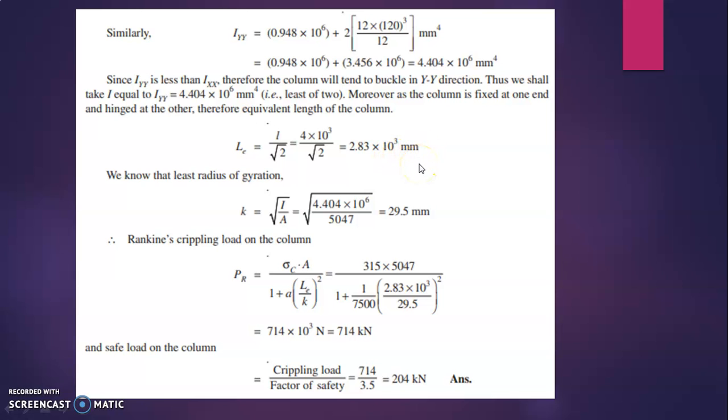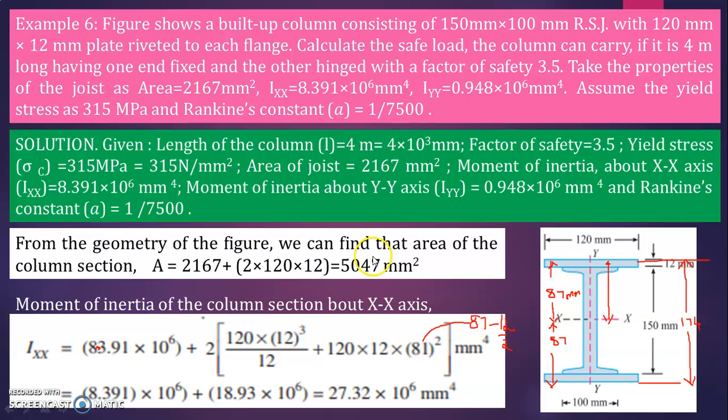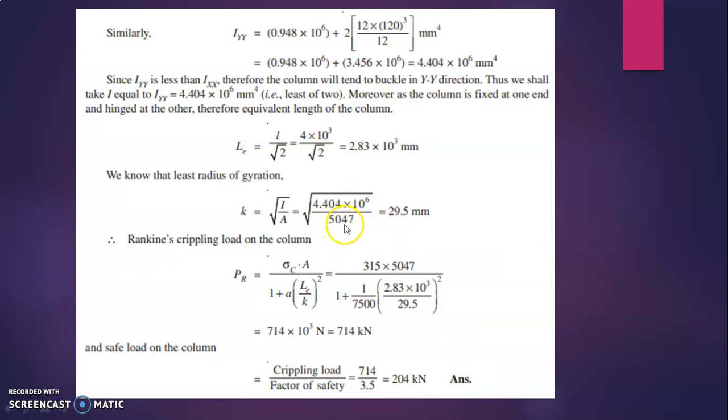Now after that, for Rankine's equation, you require K. So K is the minimum radius of gyration, that is equal to square root of I divided by A. Now the lesser value of I you have to consider, that is 4.404 into 10 raised to 6 divided by A. What is area? Area is 5047. So substitute that, you get K equal to 29.5 mm.